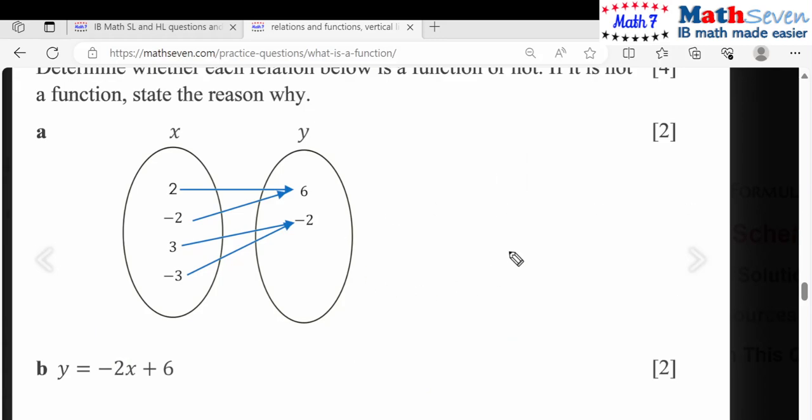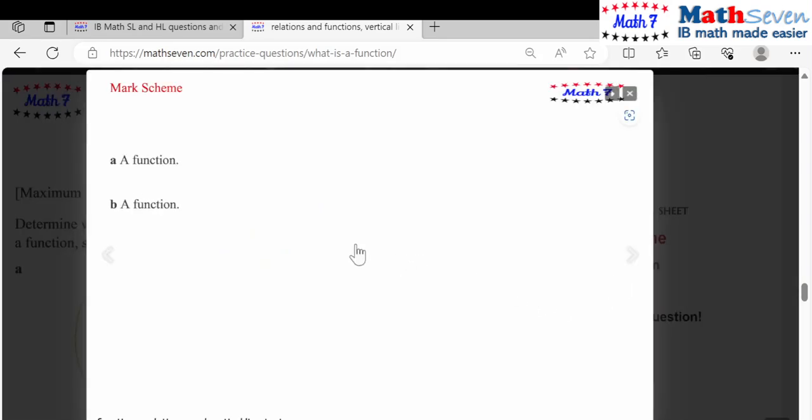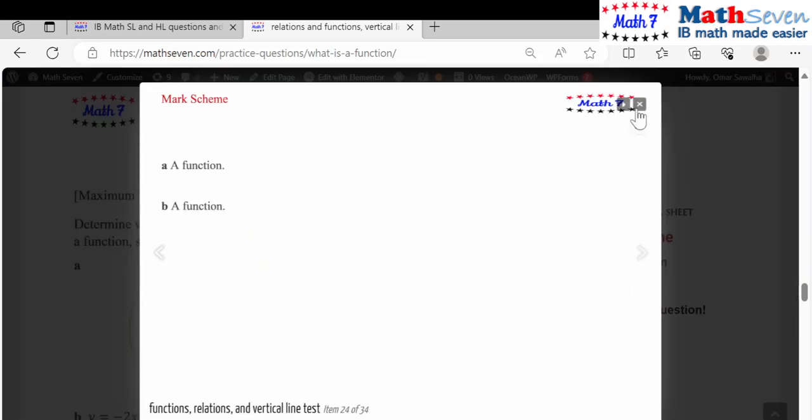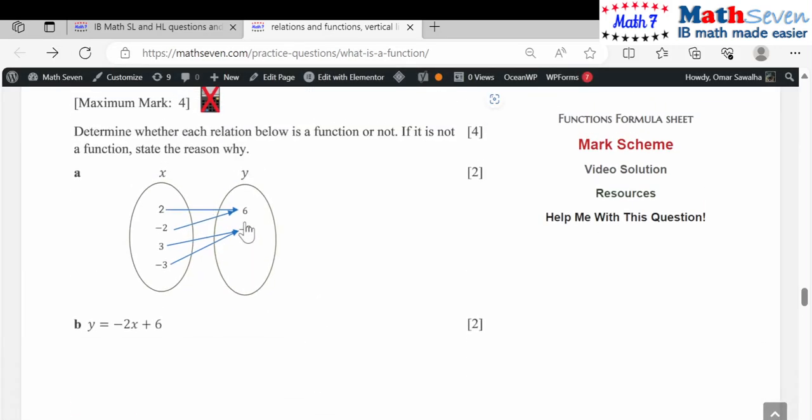So both of these equations or these questions are functions. To check the answer scheme, mark scheme. Yes, it's a function and it's a function, because the input has one unique output. It doesn't have two different outputs at the same time.